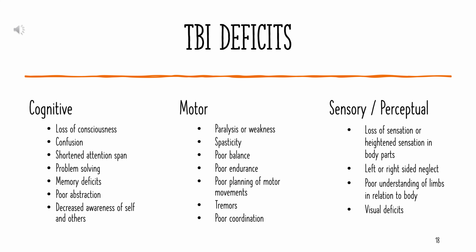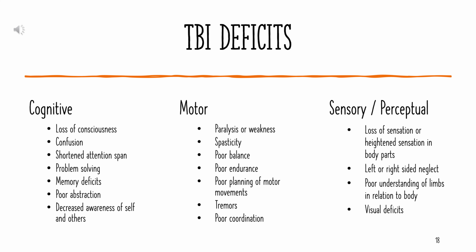TBI deficits can be seen across every system of the body, but the three I'm going to focus on as being related to lateralization are cognitive, motor, and sensory perceptual. With cognitive, this can be a result of a loss of consciousness and cause confusion, a shortened attention span, problem-solving difficulties, memory deficits, poor abstraction, or the poor ability to mentally comprehend objects or picture objects. I think of that mental rotation that's important for our concept of right-left discrimination. It can also decrease our awareness of the self and others, so our body scheme is no longer complete.